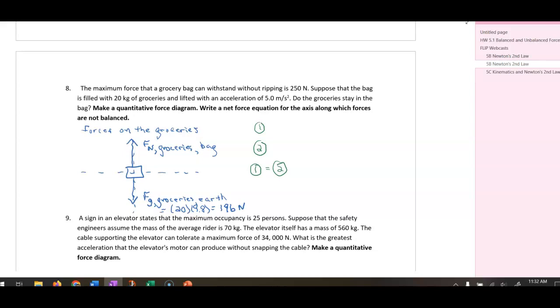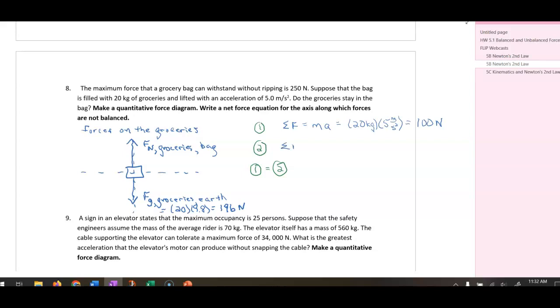Okay, so the first equation is using Newton's second law, that the net force equals the mass times the acceleration. Well, I happen to know both of those quantities. I know that the mass of the groceries is 20 kilograms. I know that the acceleration, they're telling me, is 5 meters per second squared. And so the net force on the groceries must be 100 newtons. Okay, that's one of my equations.